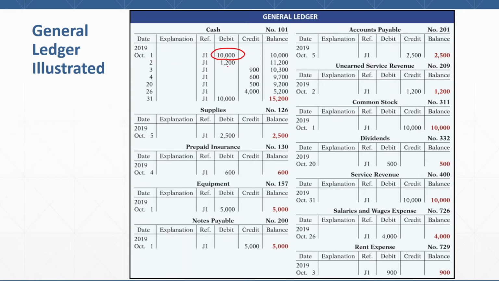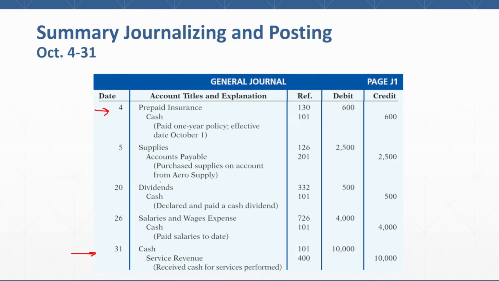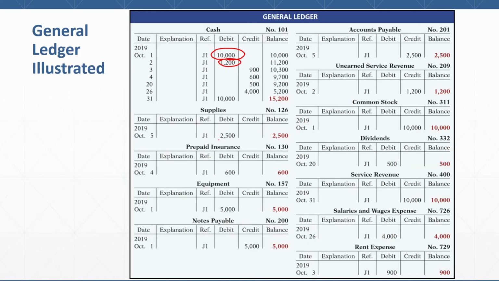Do you see how it works? This is called posting. Transfer line of transactions from your journal to their related T accounts.